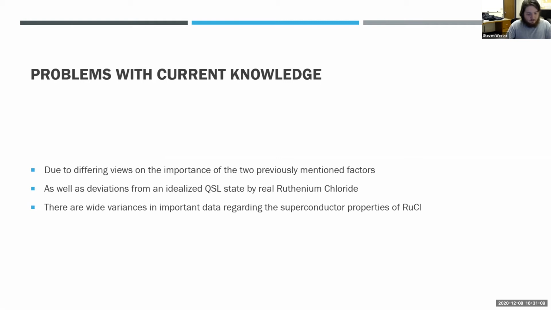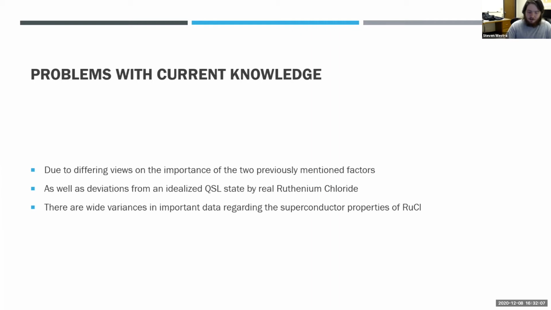Right. So there have been a number of proposed and published papers that have given different values to the two factors I mentioned earlier, beta and gamma, as well as, as I mentioned earlier, deviations from the ideal quantum spin liquid state by actual samples of ruthenium chloride, due to the fact that its structure is not perfectly symmetrical in all directions. This has led to a wide variance of important data, in particular the critical temperature at which it stops behaving as a superconductor, which is the reason for all of the equations: to try and computationally compute that, hopefully to greater accuracy.